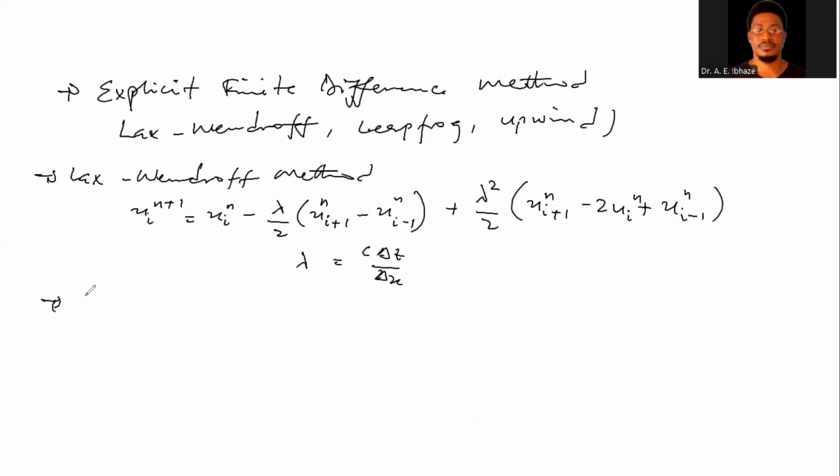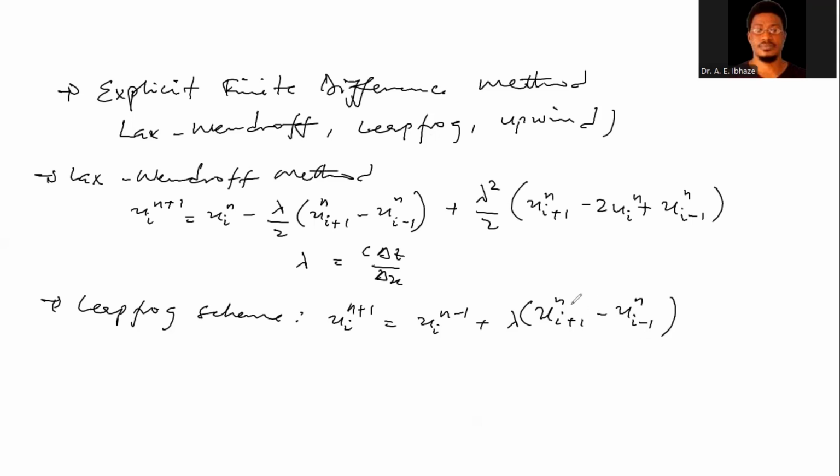And for the leapfrog scheme, we have u sub i superscript n plus 1 being the same as u sub i superscript n minus 1 plus lambda times (u sub i plus 1 superscript n minus u sub i minus 1 superscript n). So this is second order accurate, but it requires an initial two-step solution. Okay, that's a leapfrog.